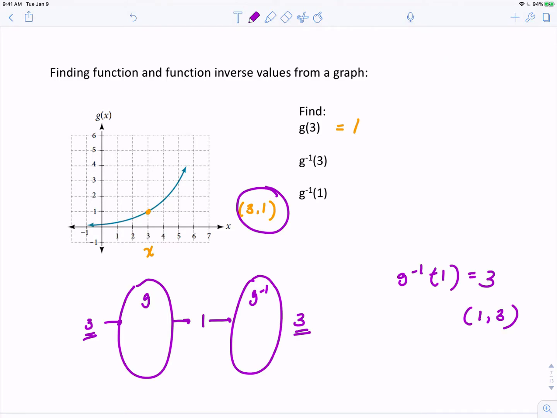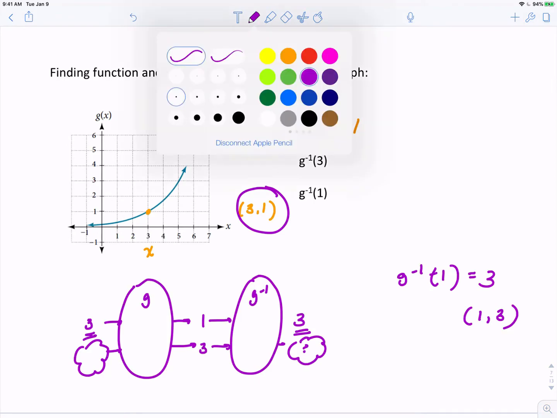So let's take a look at this example. We're asked find g inverse of 3. That means we want to put 3 into g inverse, and the question is, what would we expect to get out? Well, what we would expect to get out is the same value that we initially would have started to put into g that would have given us an output of 3. So this is like reading the graph backwards.